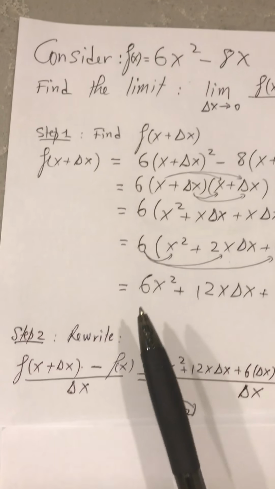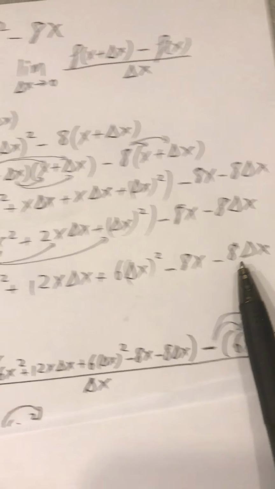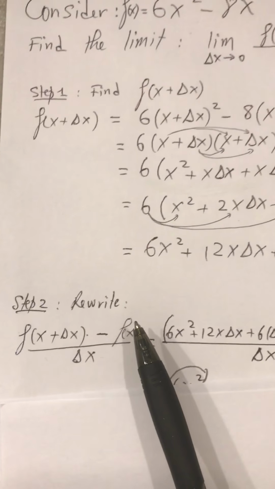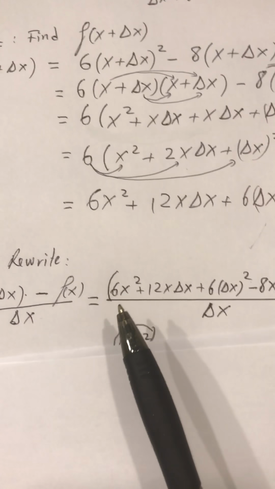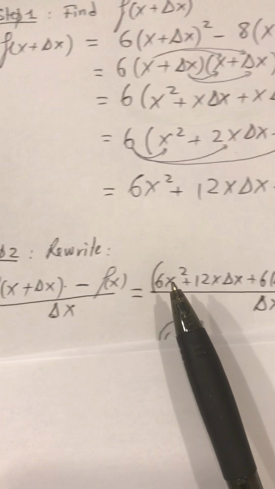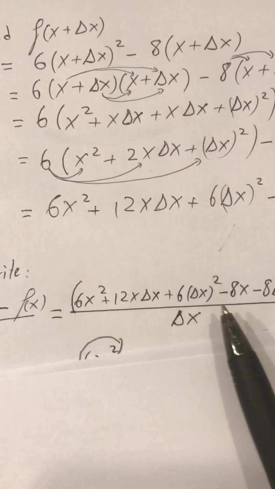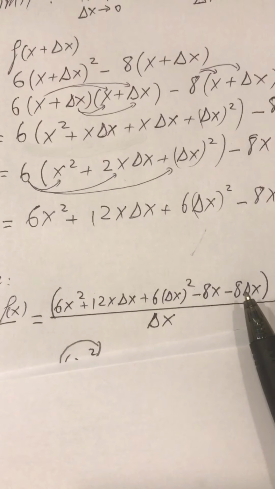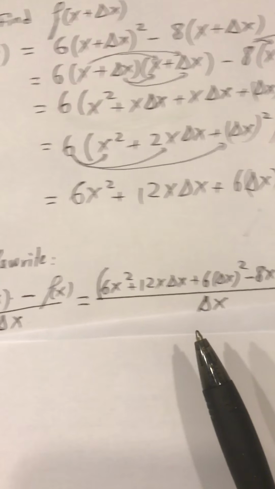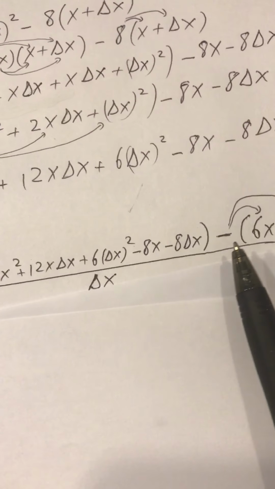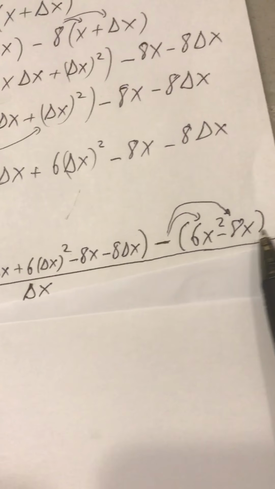So, what did we get? Replace f of x plus delta x by this value that we just calculated. Put a negative sign, and replace f of x by this value here. So, let's put all that together. Let's put f of x plus delta x in parentheses: 6x squared plus 12x delta x plus 6 delta x squared minus 8x minus 8 delta x. This is the one that we just calculated. And then we put a negative sign, which is right here. And then we replace f of x by its value, which is 6x squared minus 8x.